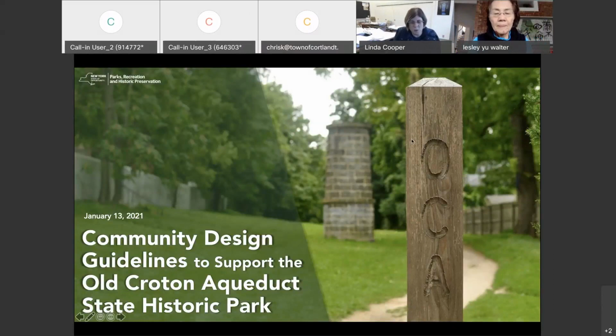So, thank you for joining us today, and let me introduce who we are and what we're planning to do today. And that is, with this small group, to go over a publication that we are just releasing, which is our community design guidelines, and it's in support of the Old Croton Aqueduct State Historic Park. And what we want to do is roll these guidelines out.